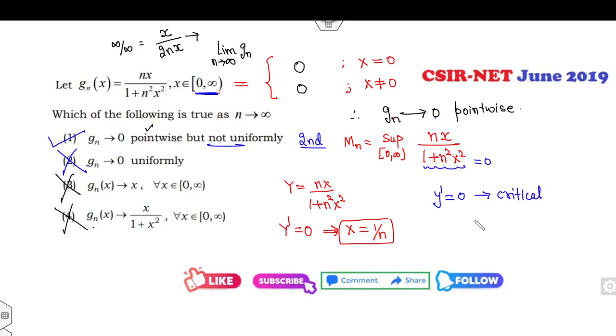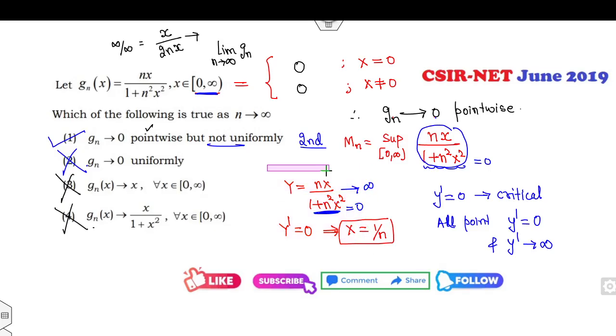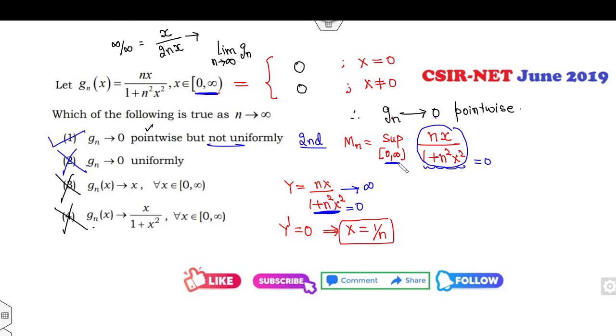What is the definition of the critical point? All points where y dash is 0 and all those points where y dash goes to infinity. If I call this my y, it will be infinity when this part will be 0, so I can ignore the plus-minus sign. Clearly 1 over n also lies in this case, only plus 1 over n. So what is the Mn? That is 1 over 1 plus 1, which is not 0. So therefore it does not converge uniformly. Again this option is cancelled. Option A is the right answer of this problem.